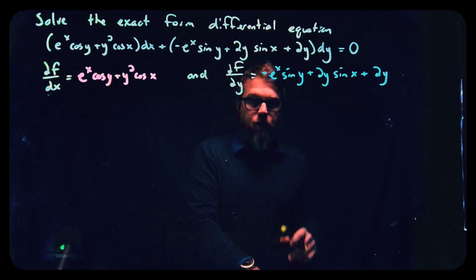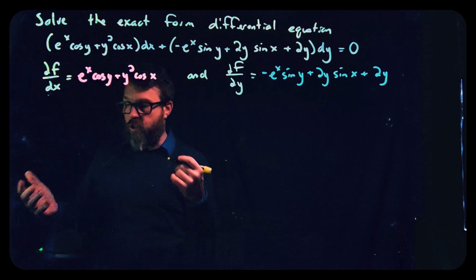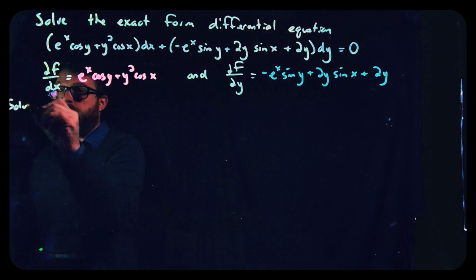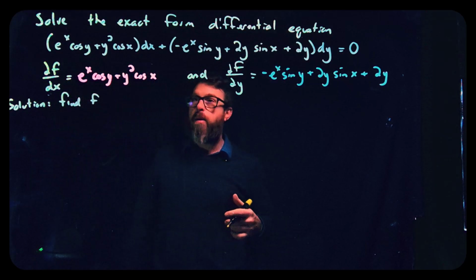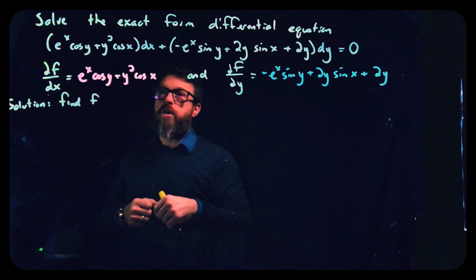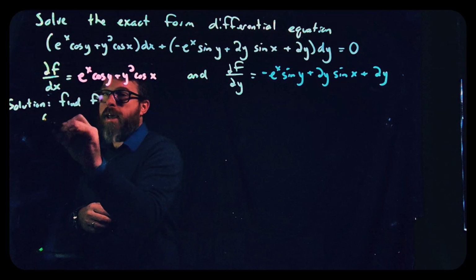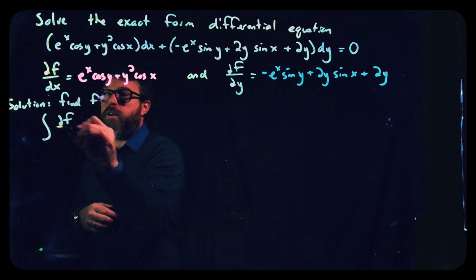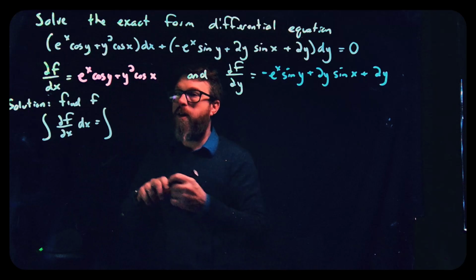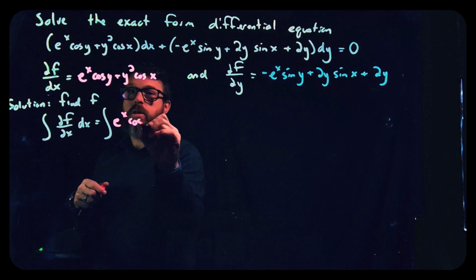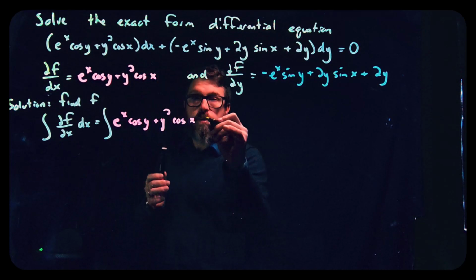All right, so remember our job now, our solution, is to find f. Find f that has these properties. So I don't know f. I know its derivatives. So in order to find f, I'm going to take the antiderivative. So we'll start here. So first, the antiderivative of this function with respect to x. So this is going to be the integral of our e to the x cosine of y plus y squared cosine of x, and this is going to be with respect to x.